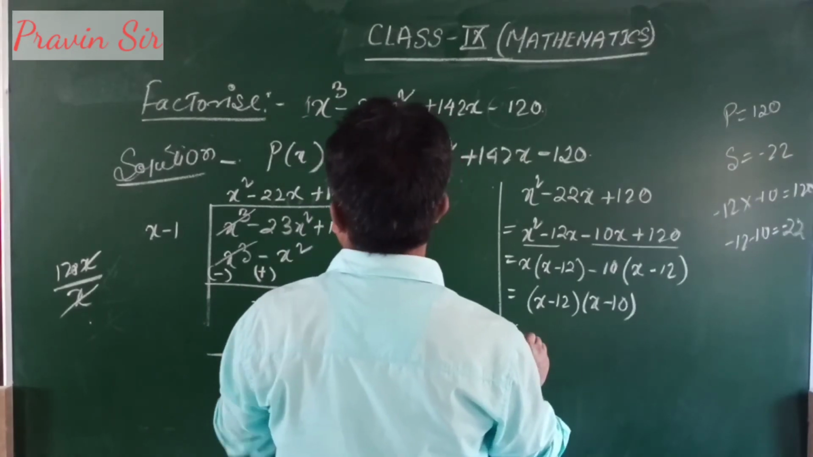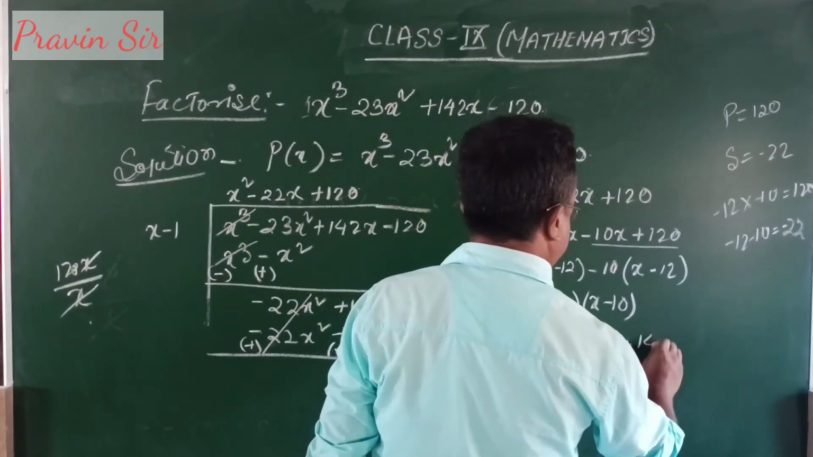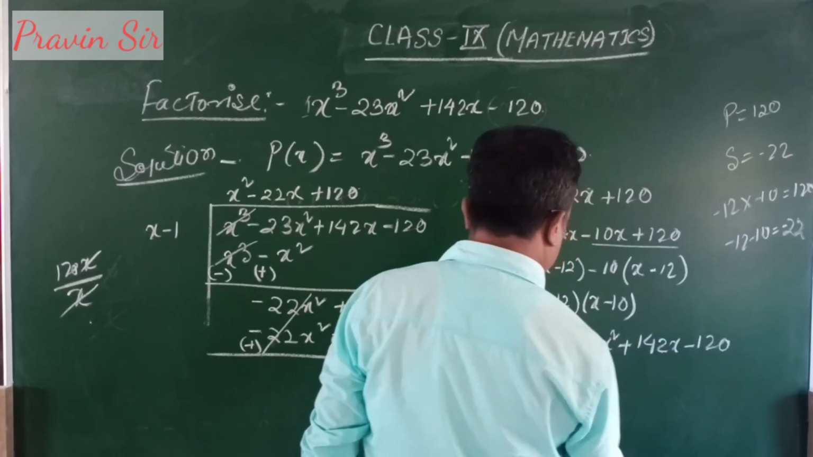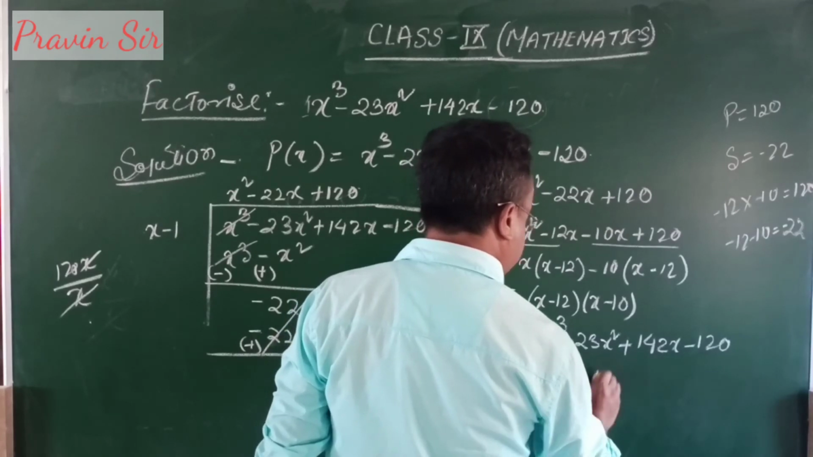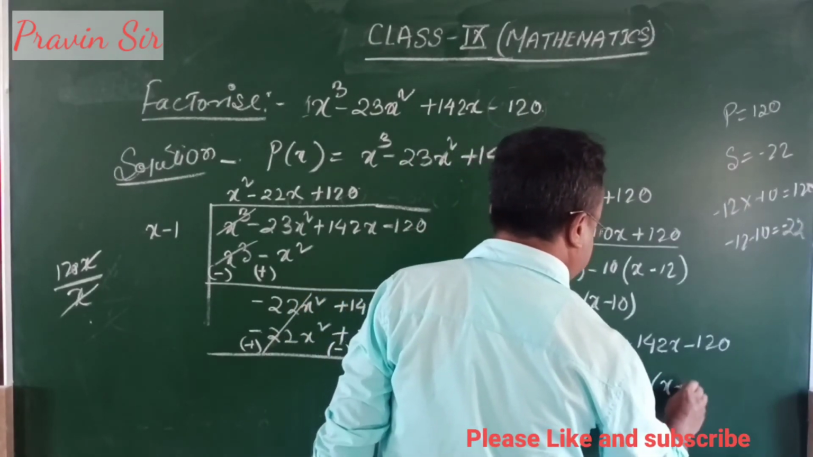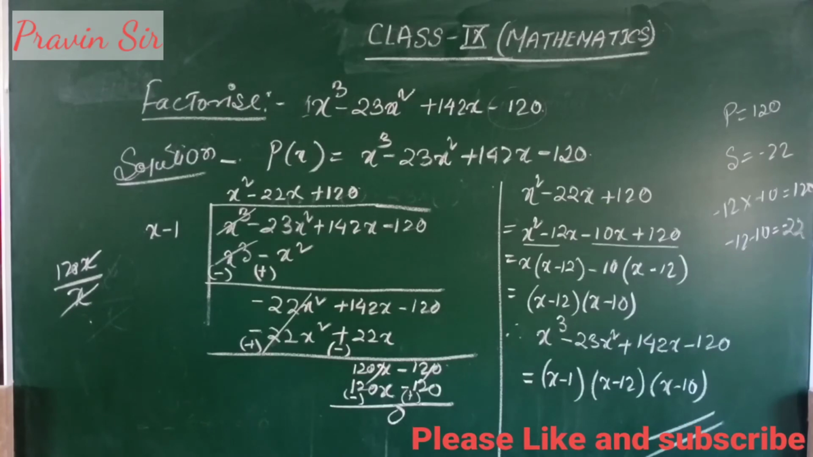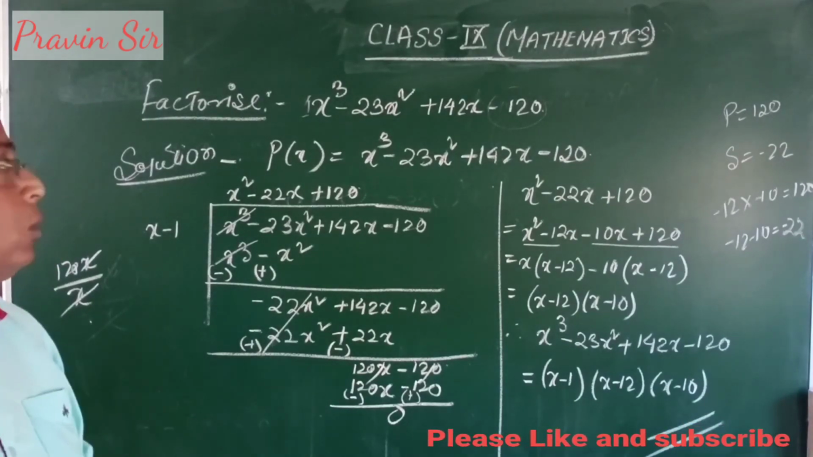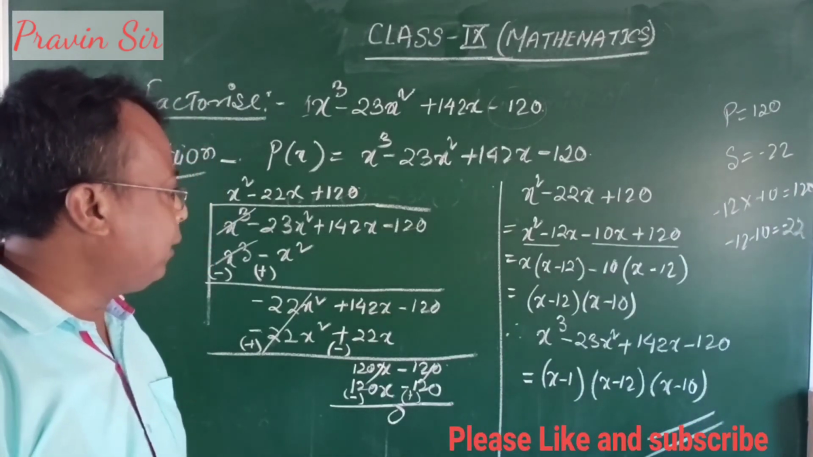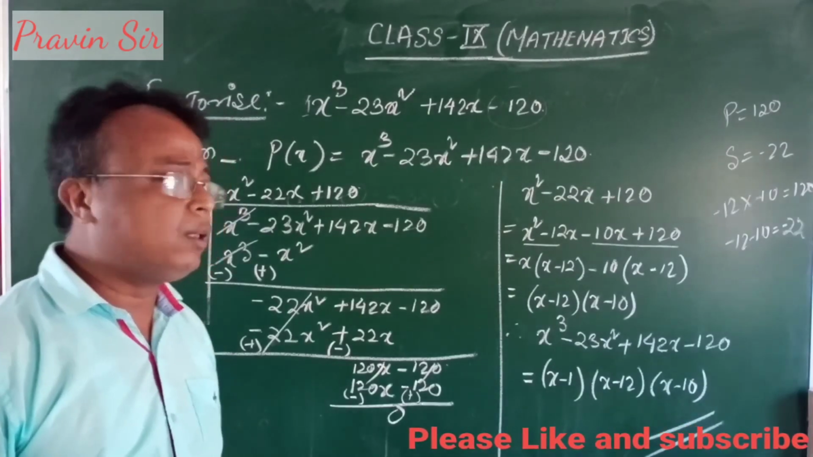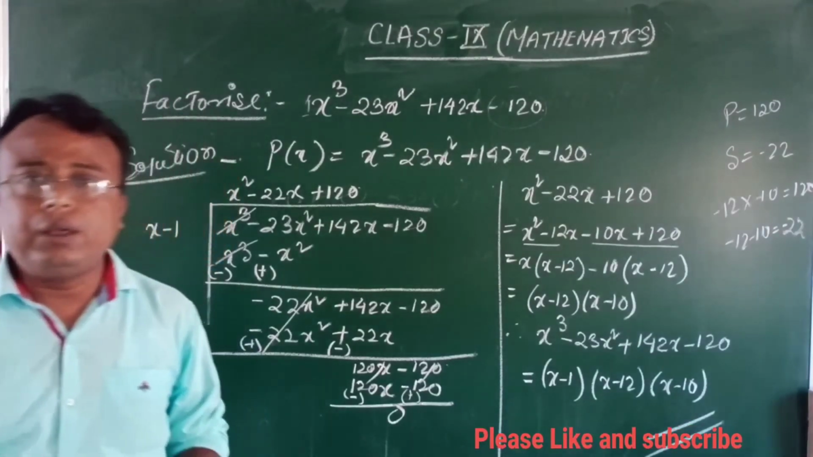Therefore we can write x cube minus 23x squared plus 142x minus 120 is equal to what? First factor we already got, that is x minus 1, and the second one is x minus 12, and the third one is x minus 10. Okay, so like this you can factorize a cubic polynomial. Okay, so that's all for today. I hope this is the last part of this chapter. So we can conclude this chapter. Okay, the remaining textbook questions, you can do by yourself also. Okay, thank you very much.